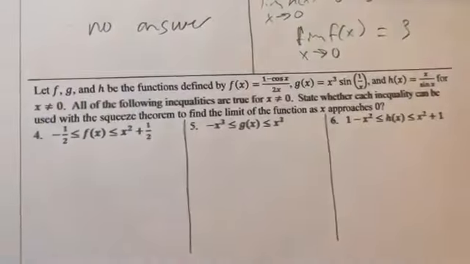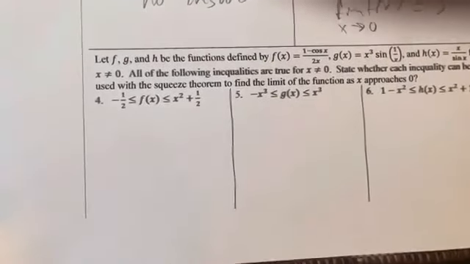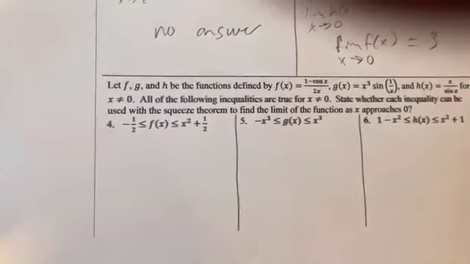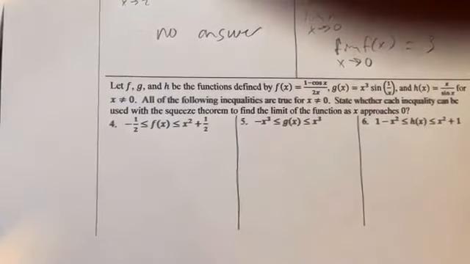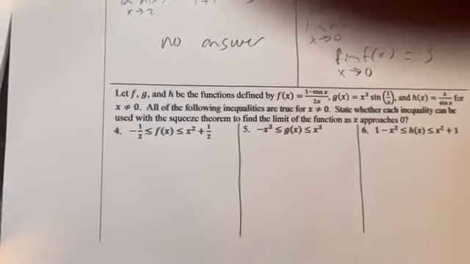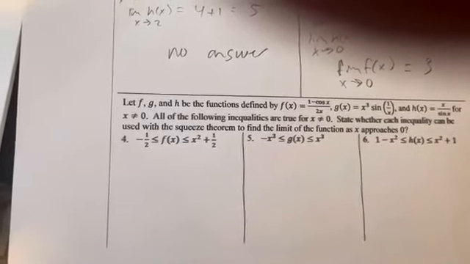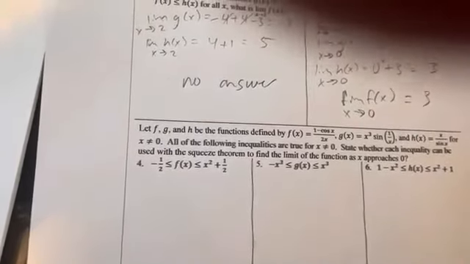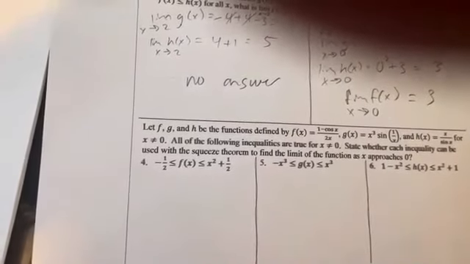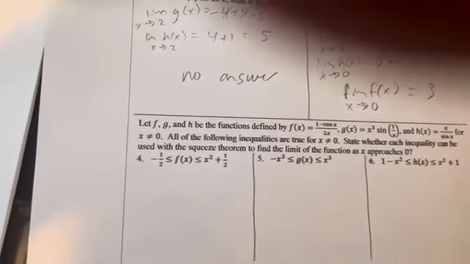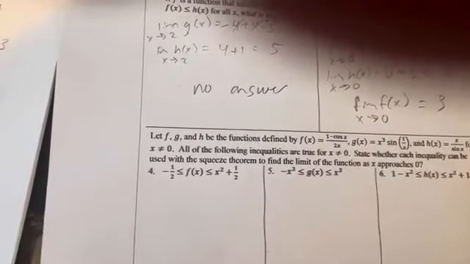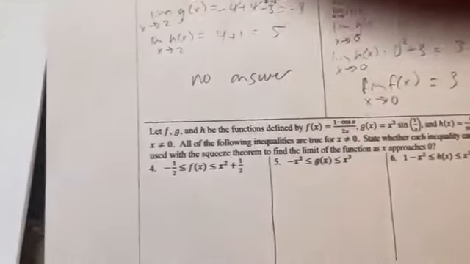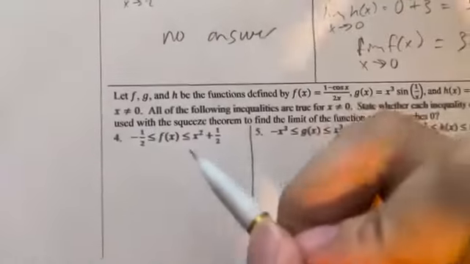Let f, g, and h be the functions defined by f of x equals 1 minus cosine x over 2x, g of x equals x cubed sine of 1 over x, and h of x equals x over sine x. For x does not equal 0, all of the following inequalities are true. State whether each inequality can be used with the squeeze theorem to find the limit of the function as x approaches 0. Start right here.